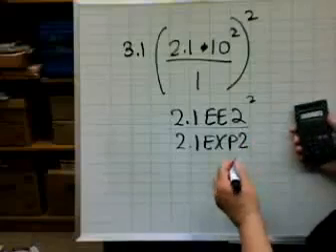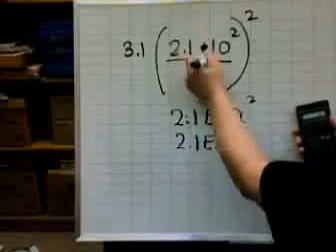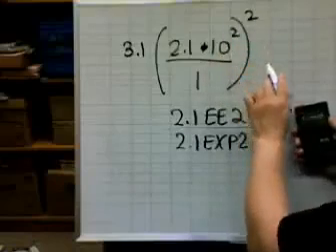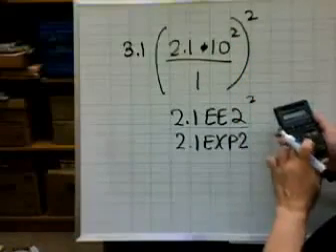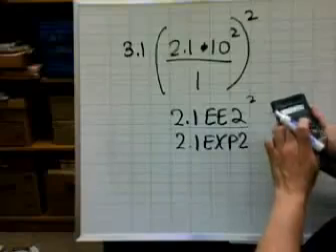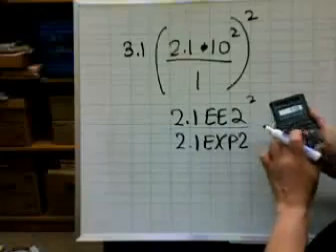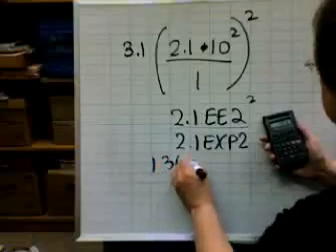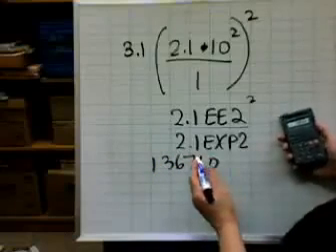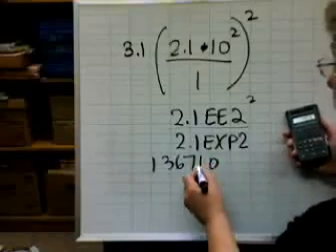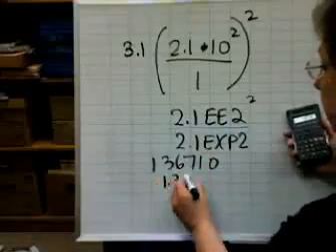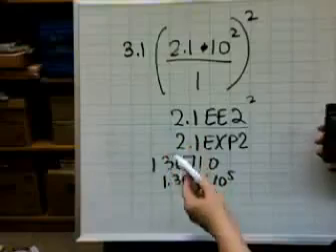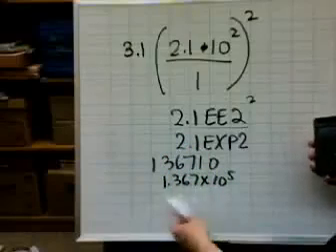If you put in 2.1 and then you use times and then put the 10, then the squared is only going to be on the last thing you put in. So we've got 2.1 exponent 2 quantity squared times 3.1, and that gives us 136710, and 1, 2, 3, 4, 5, 1.367 times 10 to the 5. And here again, these are pure numbers, not measurements. So we don't have any basis for how much we can record.